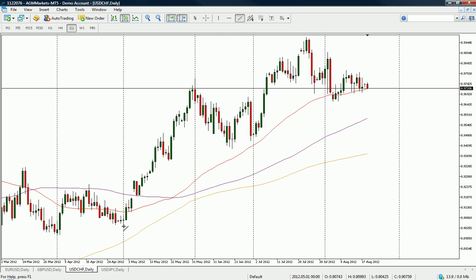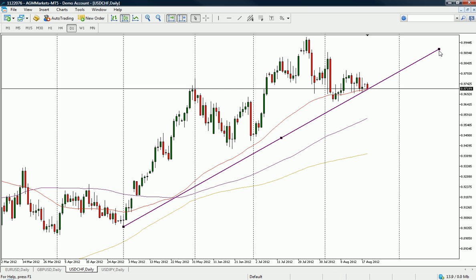So on euro dollar we had that long trendline resistance, and surprise surprise, we have a long trendline support. We also have two of them as well. Remember on that euro chart we had two trendline resistances. On dollar Swiss we have two trendline supports which are still in play.